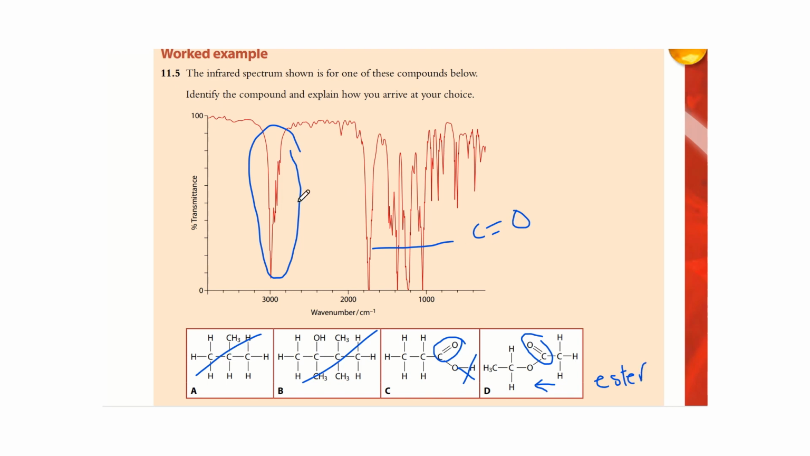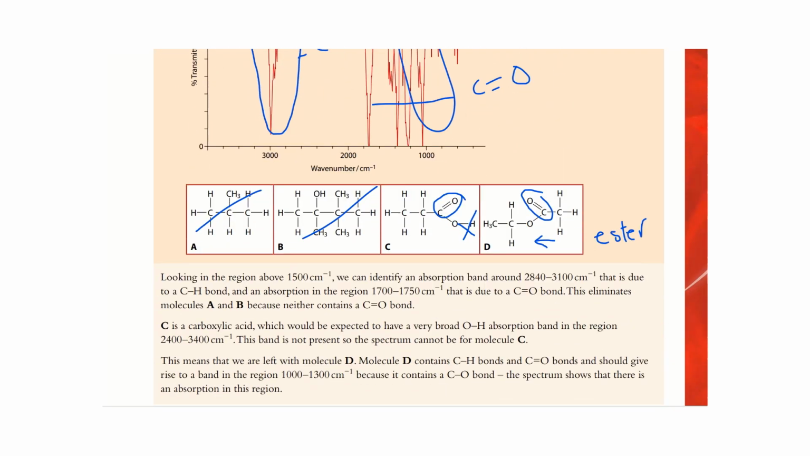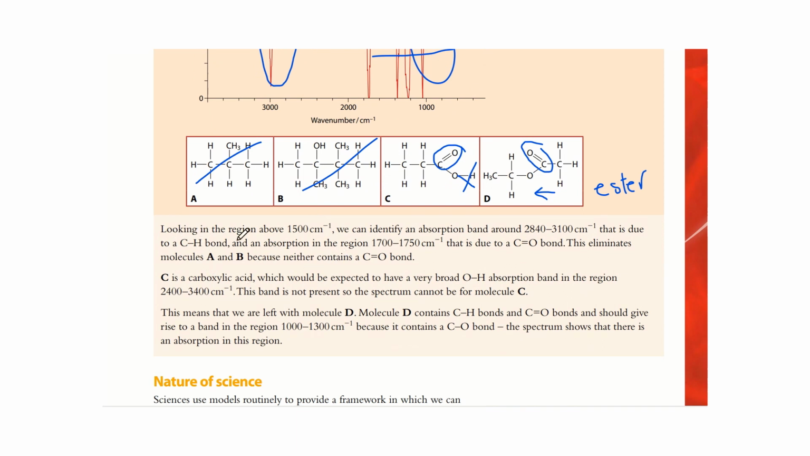If I wanted to prove what I have, this is going to be my CH groups. As I said, this is going to be my CO groups. And you can see that here I have strong peaks here, which are indicative of the CO single bond to the oxygen. So if we look at the answers here, we can see that we can eliminate A, B, and C, okay? And D would be the only logical option because molecule D contains CH bonds and CO bonds and should give rise to a band in the region of 1000 to 1300 because it contains the CO single bond.